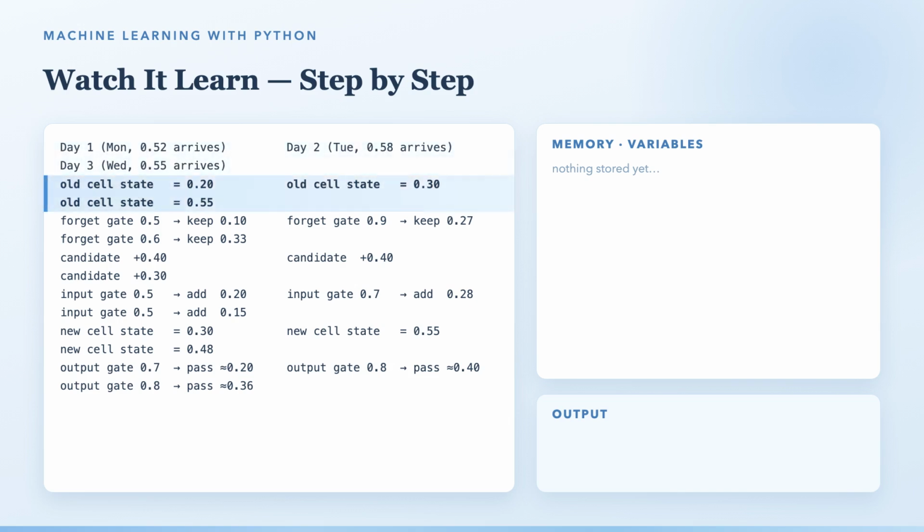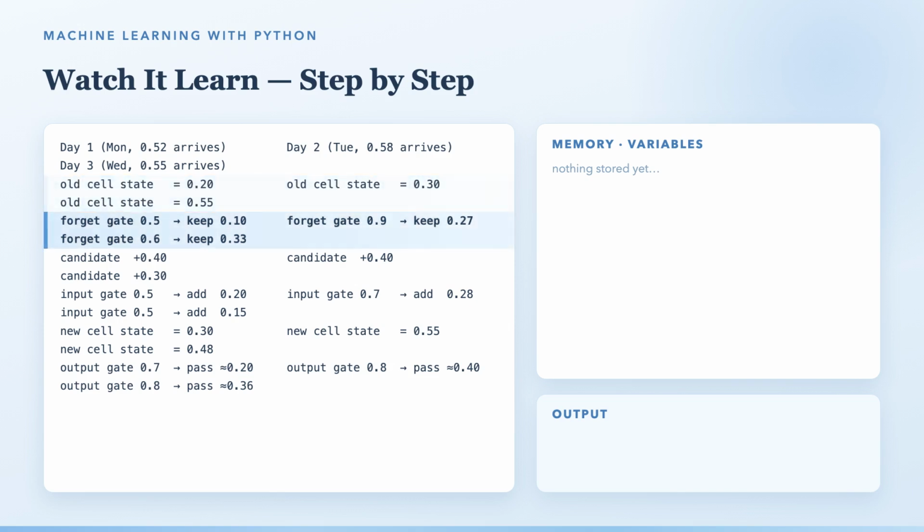Now the candidate shelf offers what Monday brought, plus 0.40. The input door opens halfway too, so half of that enters, plus 0.20. The stream settles. 0.10 plus 0.20. The new cell state is 0.30, and the output door shares a soft note downstream, about 0.2.